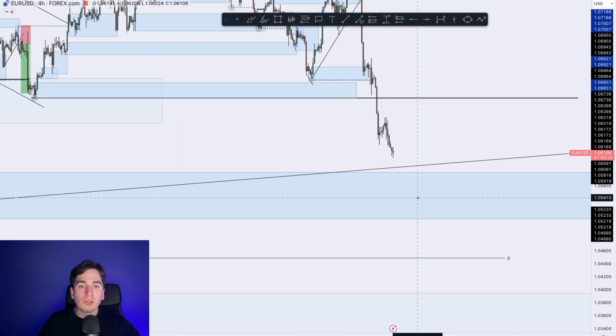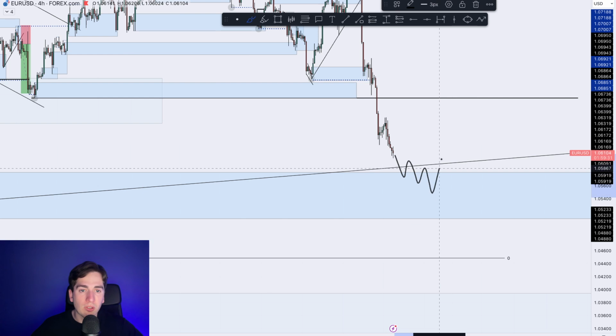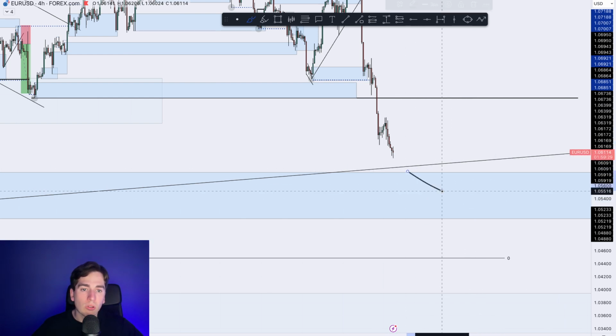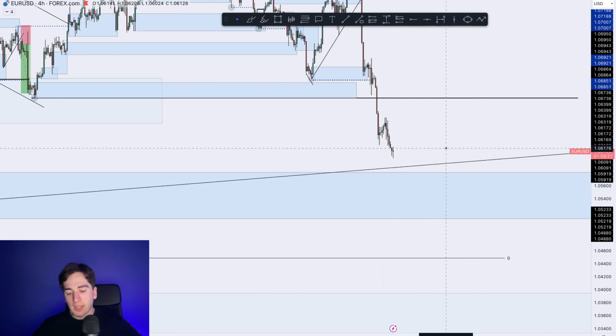So that is euro dollar for you, and obviously once we enter that area of demand, we'll start looking for a change in the overall character or some kind of corrective price action. So that is EURUSD.